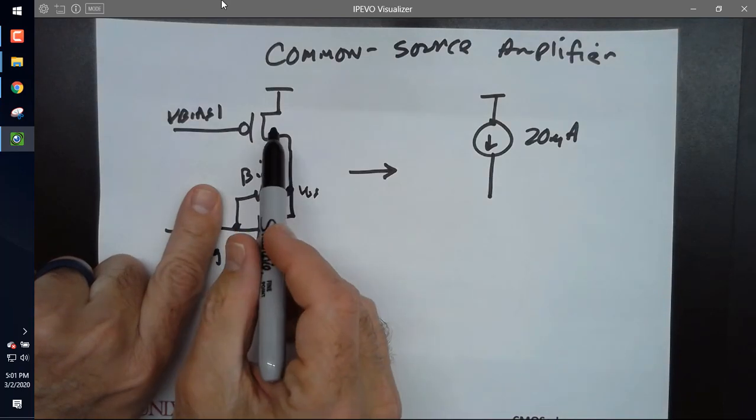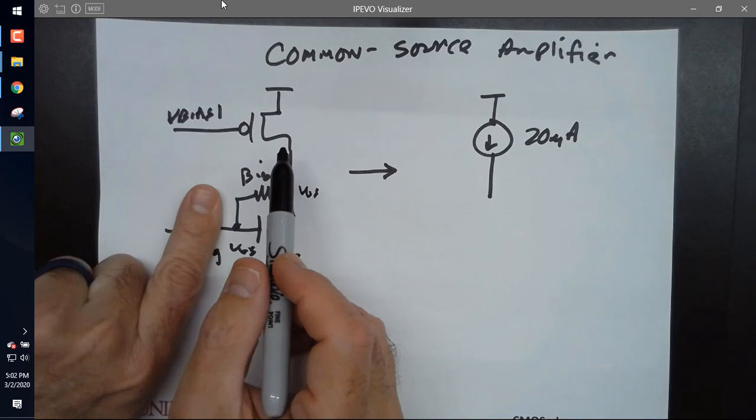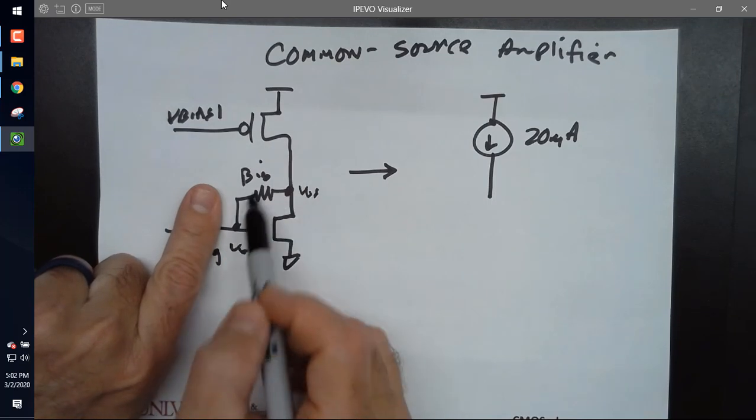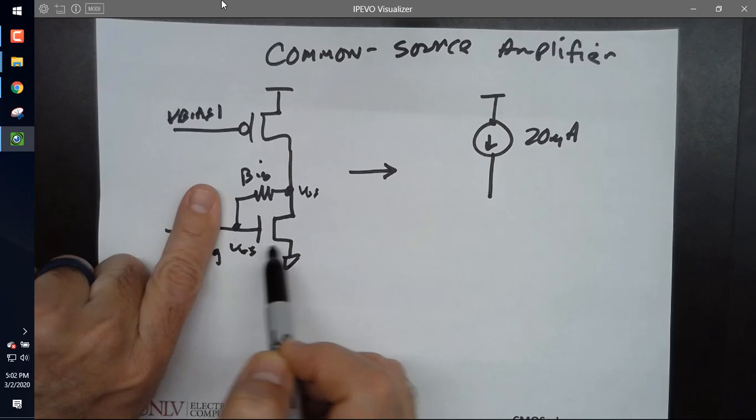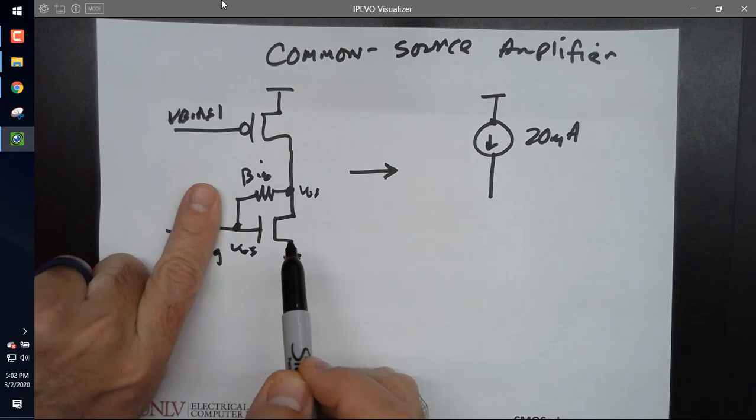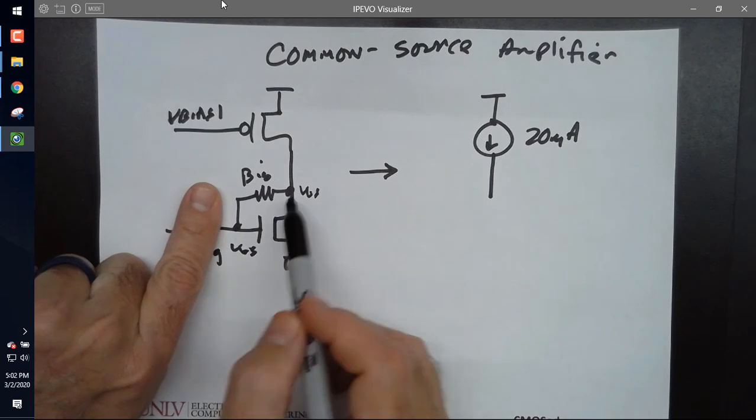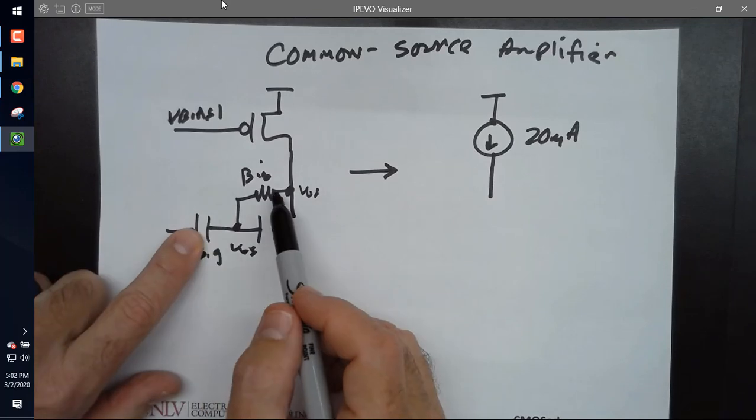Does everybody see that? So for biasing, I'm just thinking of this as gate drain shorted because no current flows in the gate and the capacitor is an open. But for AC, the capacitor is short and the resistor is an open. So for AC, I can do this.